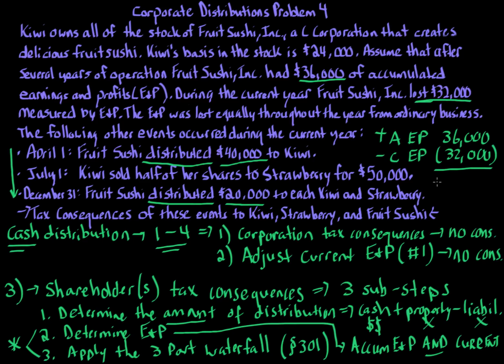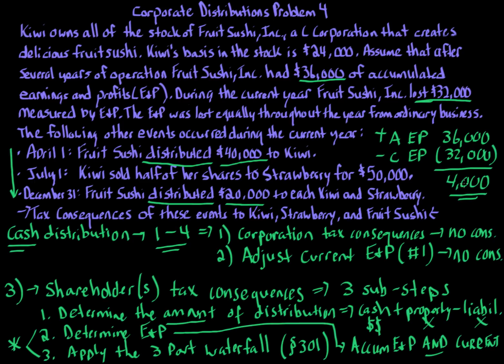We saw in the previous problems what happens when both are positive. We saw when accumulated EMP is negative and current EMP is positive. Now we're looking at when accumulated EMP is positive but current EMP is negative. And what happens? Well, you might think, okay, we can just net these 2 numbers. And if you did that, we would have a positive 4,000, but how exactly would you apply that? That's one possibility. I'm not going to say whether that's right or wrong. I'm going to tell you what the right answer is in a few minutes, but that's one possibility. We can net the numbers.